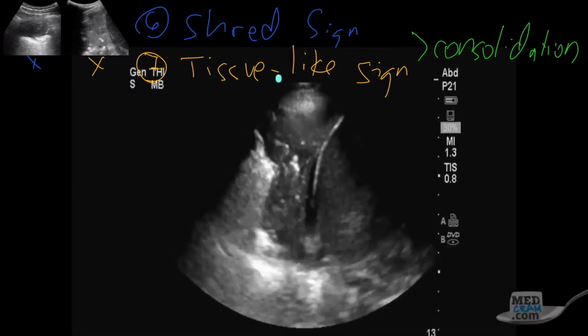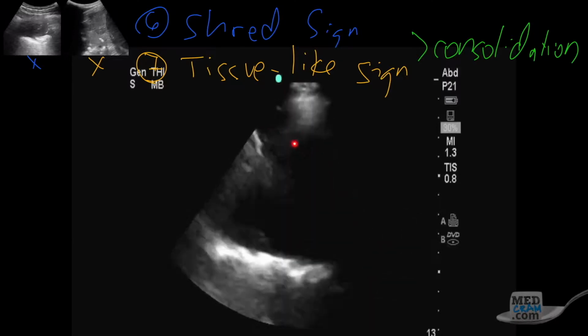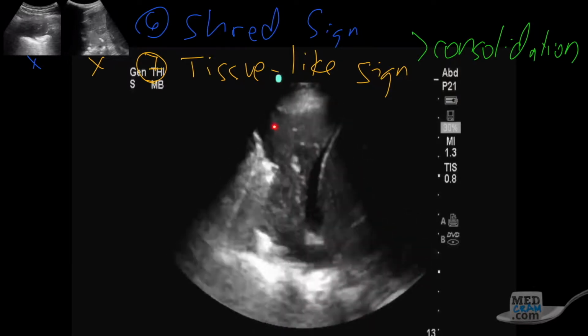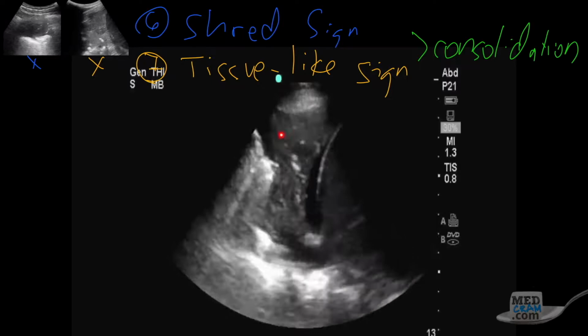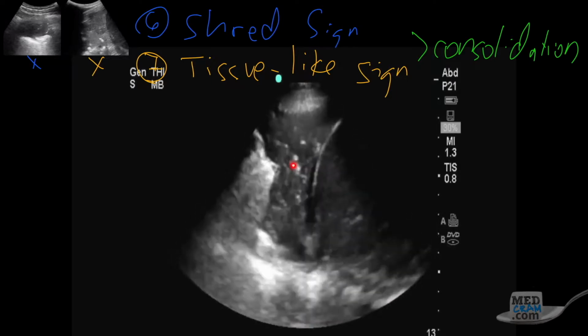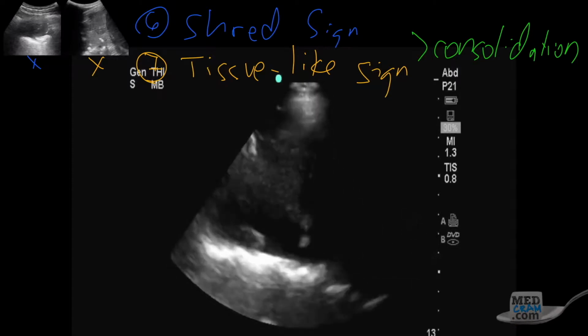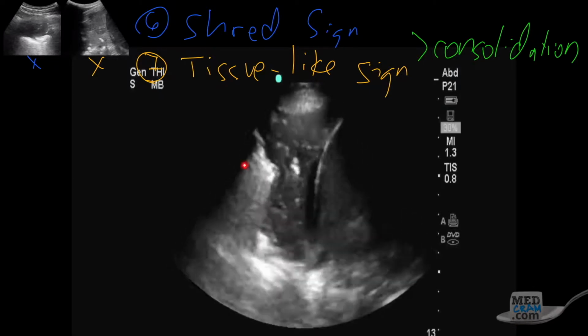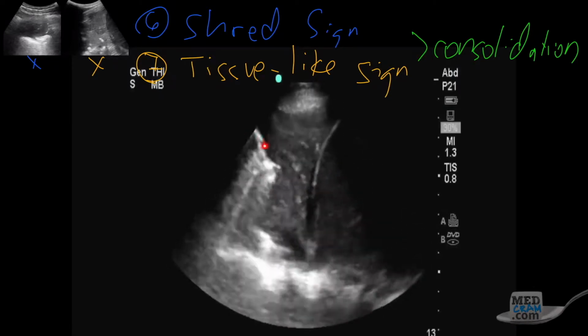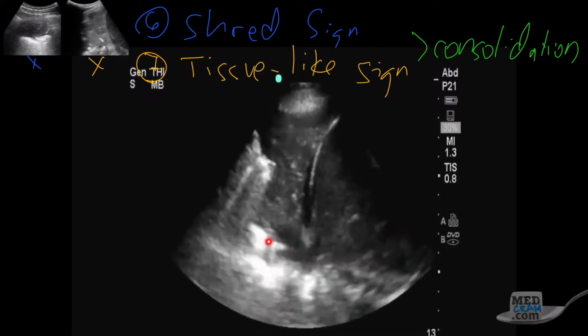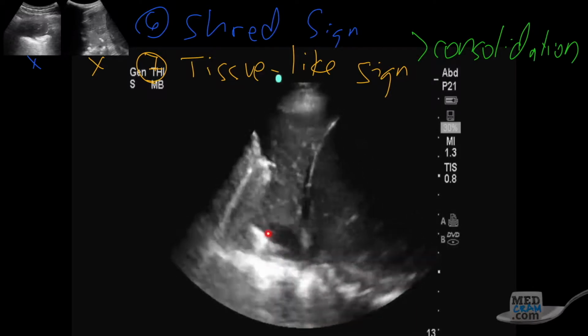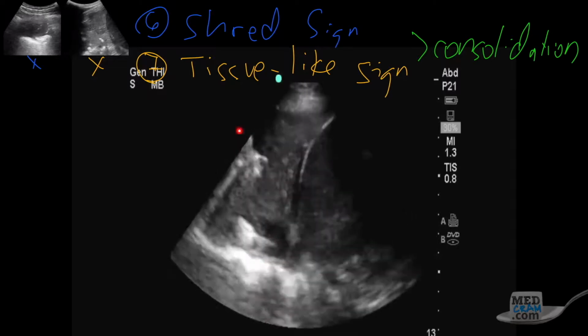So the first sign that we're talking about is the tissue-like sign, the tissue-like appearance of consolidated lung with white air bronchograms inside of it. The second is the shred sign. The shred sign is where the consolidated lung meets normal aerated lung. It creates this shredded-like pleural line.